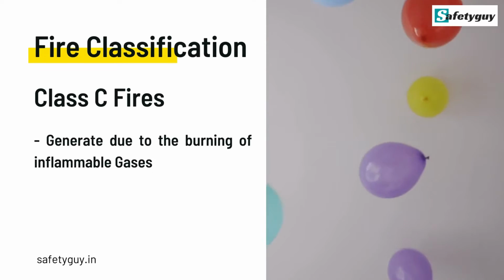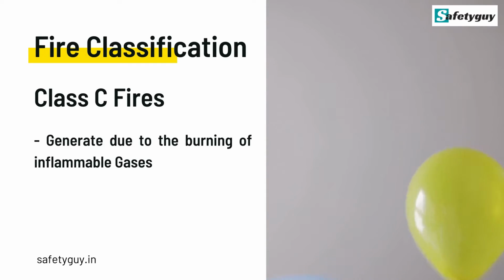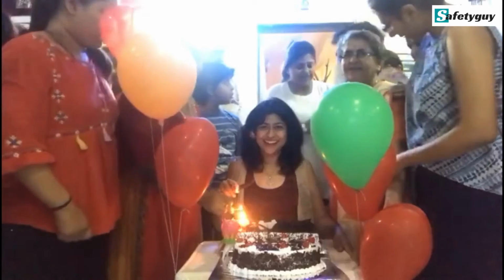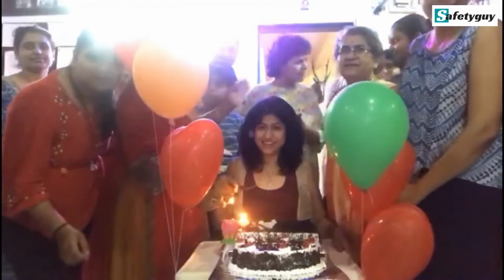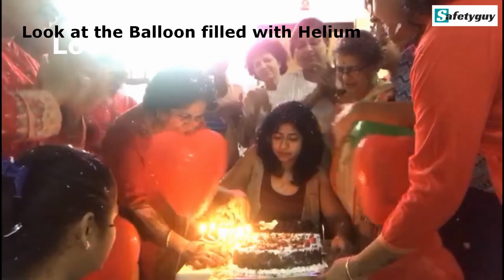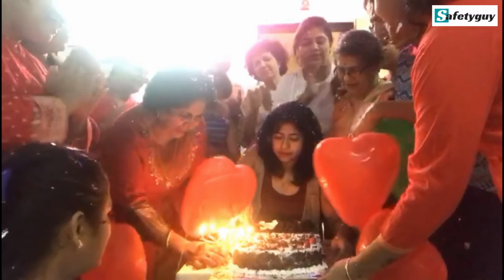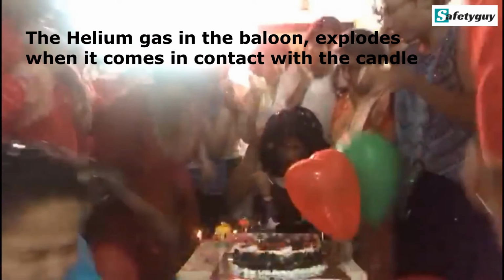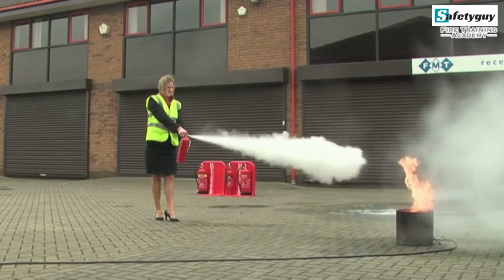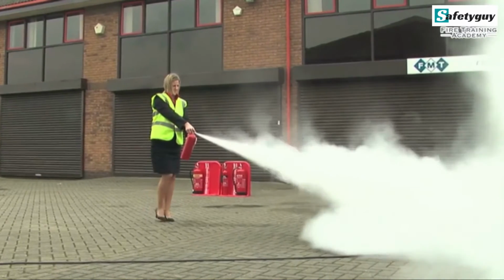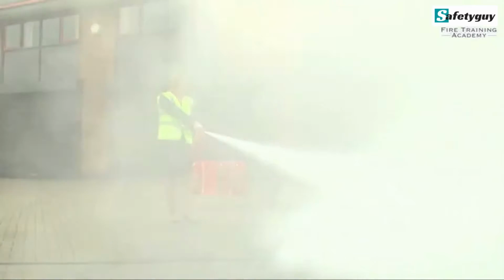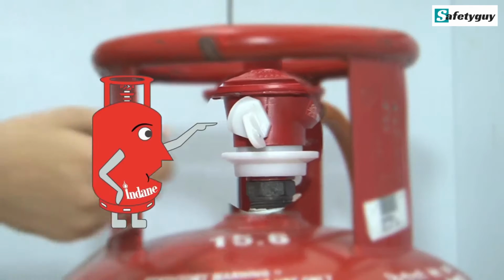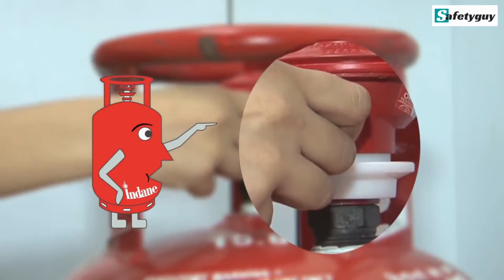Class C fires. These fires emanate due to burning of inflammable gases. The gas could be methane or natural gas, LPG or butane, hydrogen, ammonia, or other gases that make the air flammable or explosive. While a powder fire extinguisher can be used to put out Class C gas fires, turning off the gas supply is the only safe way to prevent further spread of the fire.